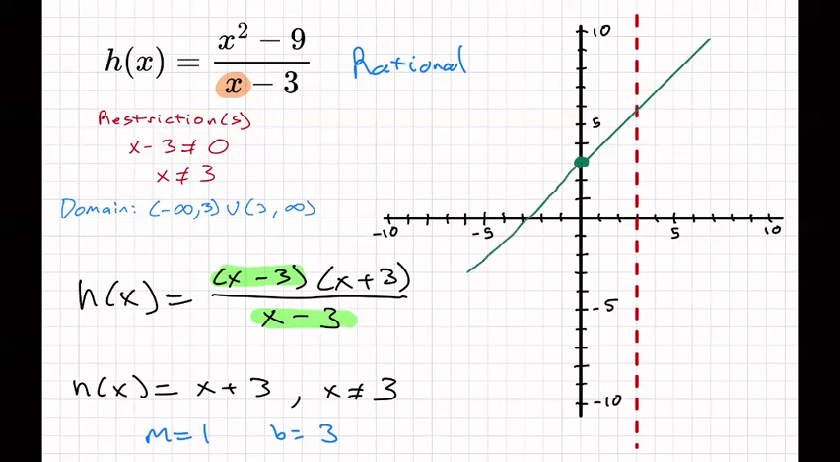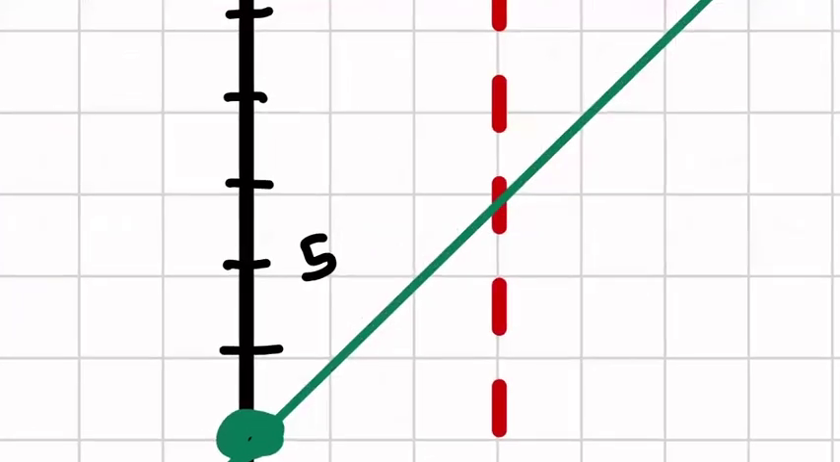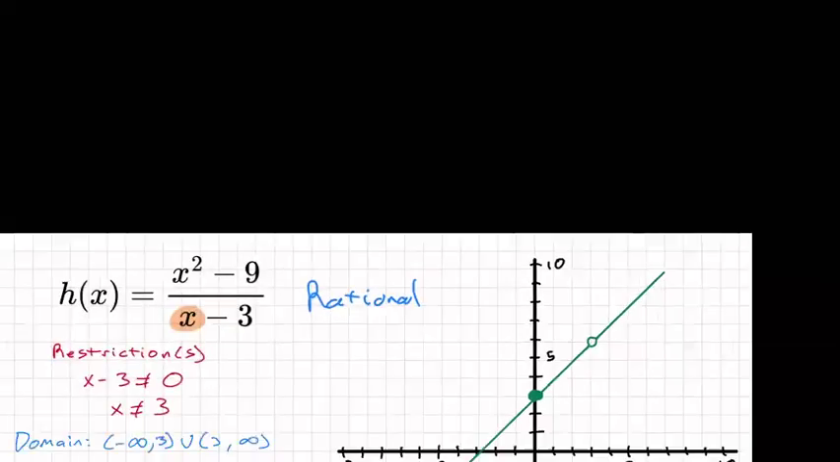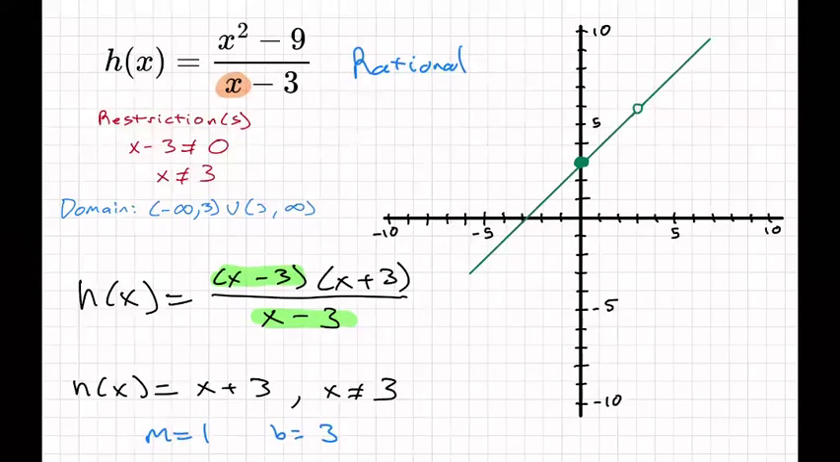Now, the part you have to be careful of, though, is that domain restriction. And the way that we handle that is we're going to say, my line does indeed cross over x equal to 3. So let's zoom in and get rid of that single point. I'm going to erase that 1 point, and we're just going to put an open circle here. All right, that open circle is what we're going to call a hole in the graph.